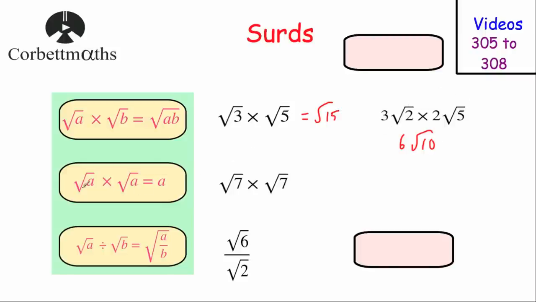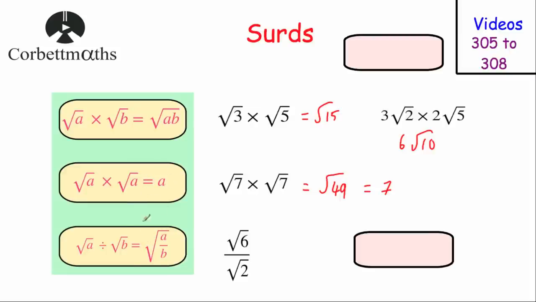Okay, next. If you've got root A times root A, the answer is just A. So for instance, if you had root 7 times root 7, looking at the law above, that would be root 49, because 7 times 7 is 49. And remember, the square root of 49 is just 7, so the answer would be 7. Root 2 times root 2 would be 2, root 10 times root 10 would be 10, and the reason is root A times root A is equal to A.